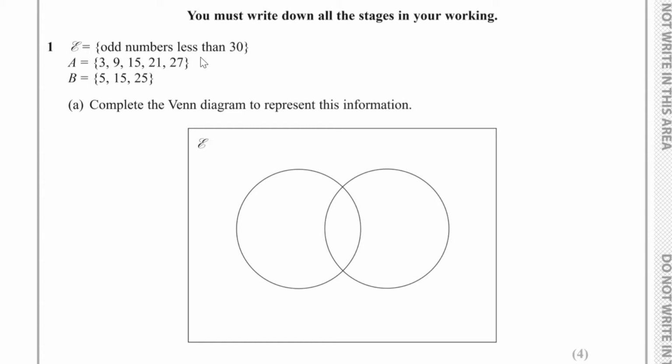Well, first of all, you will find the 15 to be common to both. So we have 15 over here. And what goes in A only then, we have the 3, we have the 9, we have the 21, and we have the 27. And for B only, we've got 5 and 25.